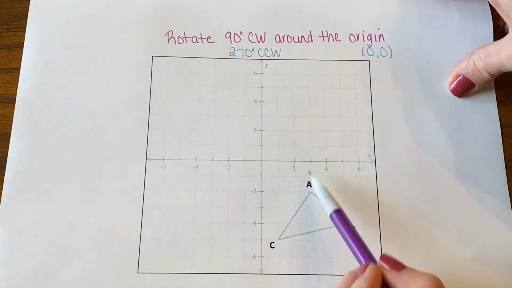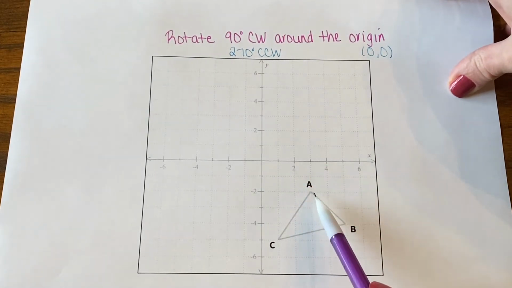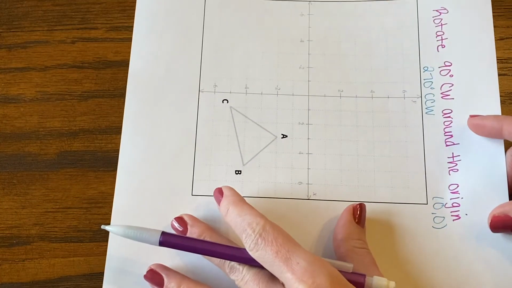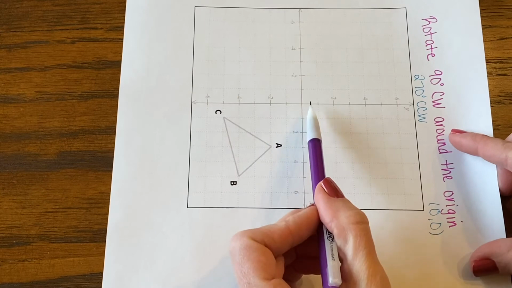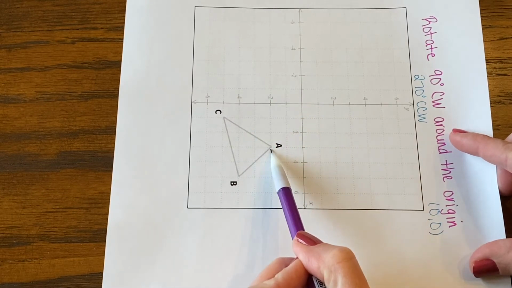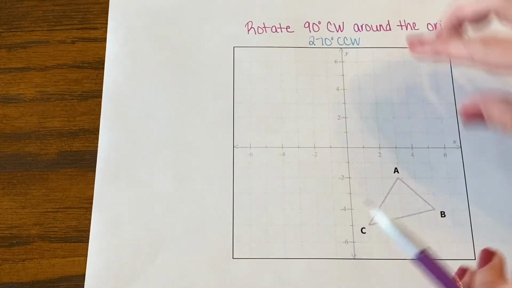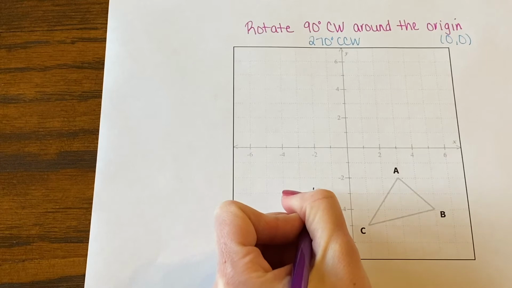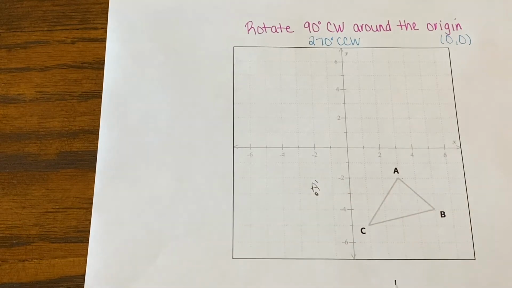So right now, my point A is at 3, -2. So I'm going to rotate my paper 90 degrees clockwise. And now my point A is at -2, -3. So I'm going to go back to my original and go to -2, -3. There is my new A.